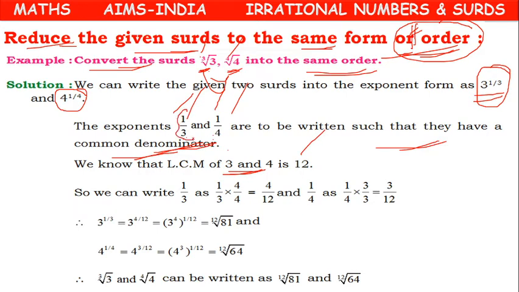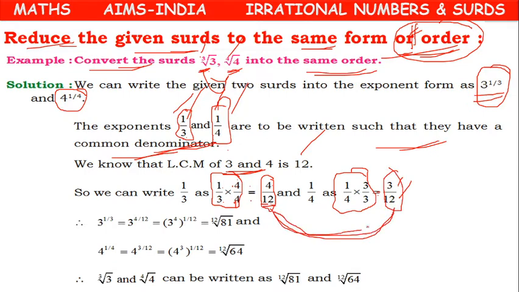So the first one, if it is multiplied by 4 on both sides, then 1 times 4, 3 times 4 is 12. So in the denominator, we will get 12. The second exponent, if both numerator and denominator are multiplied by 3, then we will get 3 by 12. Now the exponents 4 by 12 and 3 by 12 have the common denominator. So 1 by 3 can be written as 4 by 12. So instead of 1 by 3, we will write 3 to the power of 4 by 12.